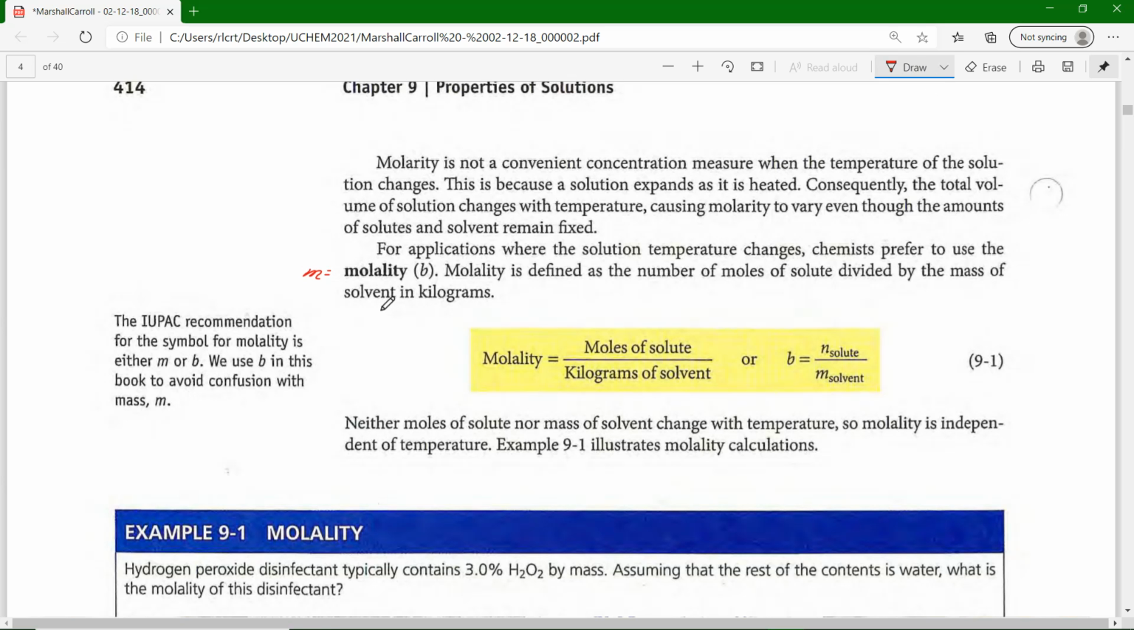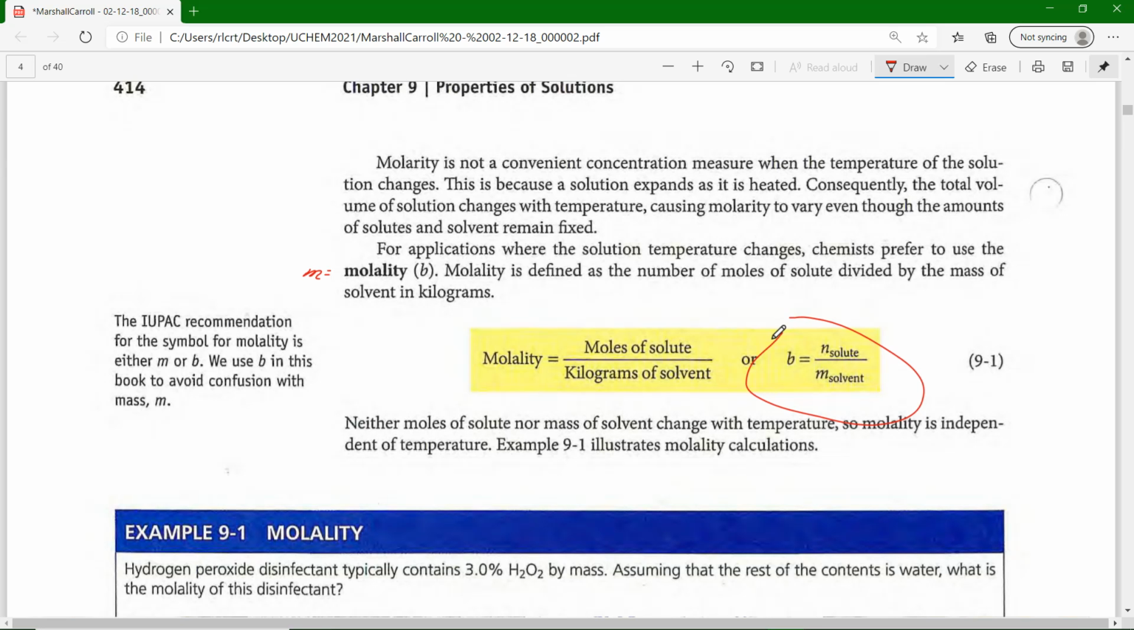There will be times when I'm going to forget and just use little m, or else I'm going to just write the word molality. It's not molarity, it's molality. It's not morality, that's another thing altogether. Molality is the number of moles of solute divided by the mass of solvent, but in kilograms. Okay, so there's my definition. Molality is moles of solute over kilograms of solvent.